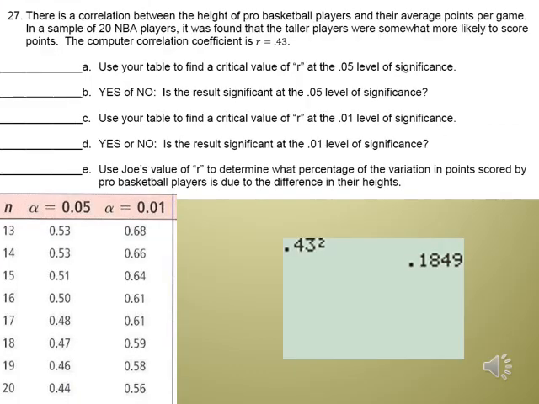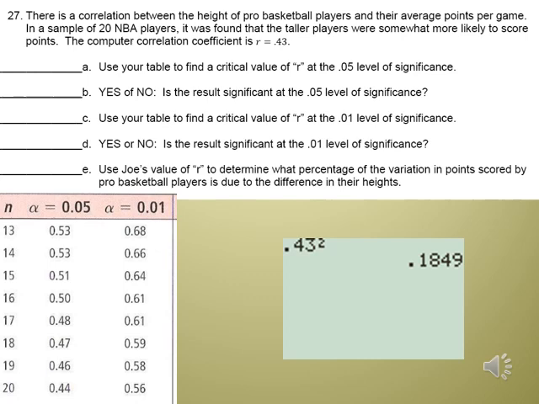On number 27, they tell you in the problem that R is 0.43. And it says use a table to find a critical value at 0.05, and if you do, look at the fact that we had 20 NBA players. For the 5% level of significance, your critical value would be 0.44. 0.43 is less than that. It's a little bit less, but it is less, and so that's why it would be no for part B. Part C is going to be 0.56, and we're definitely less than that, so it's still no on part D.